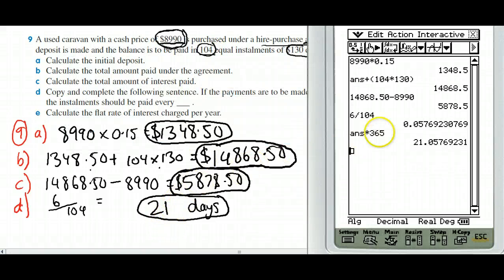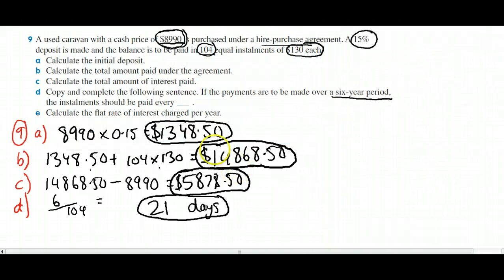We could also have taken this number here, and instead of multiplying it by 365 to get a number of days, if we had multiplied it by 52, we would have got a number of weeks, and that's exactly 3 weeks, because there's 52 weeks in a year. So it should be paid every 3 weeks or 21 days, however you like to say it.